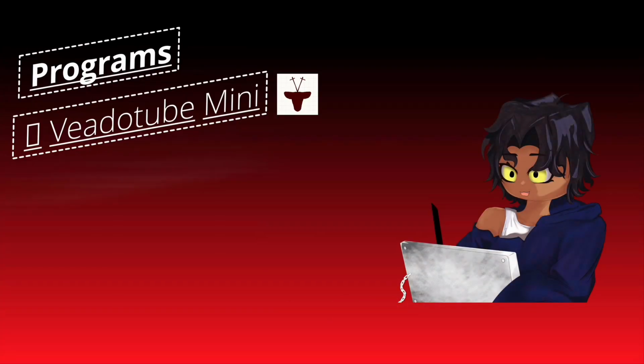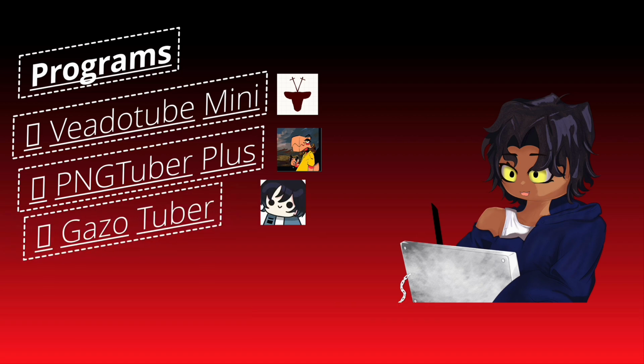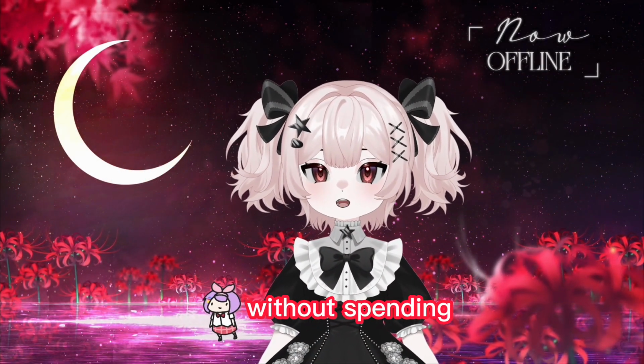PNGTuber Plus. This one adds a bit more movement, like gentle bounces and cursor tracking, making your avatar feel more alive. And GezoTuber. This one lets you create more complex expressions and animations with additional customizations. Most of these are free to download with optional paid features if you want extra customization. So if you just want to start out, you can get a professional-looking setup without spending much money at all.